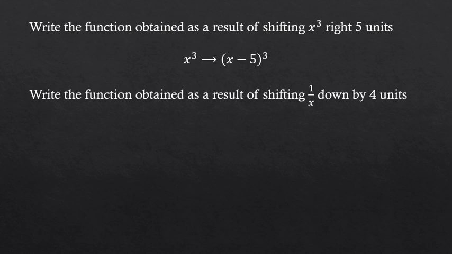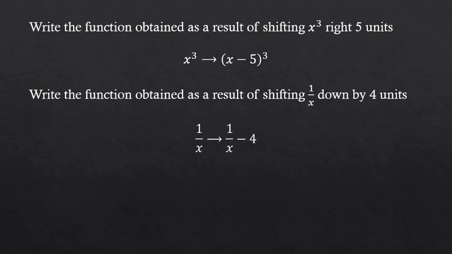Next, write the function obtained as a result of shifting 1 over x down by 4 units. So this is a vertical shift. Vertical shifts, we're adding or subtracting a number onto the end of our function, not the variable or the argument, as the variable is sometimes referred to. So we're shifting down by 4. A vertical shift down means we need to subtract. So we are going to have 1 over x turn into 1 over x minus 4.